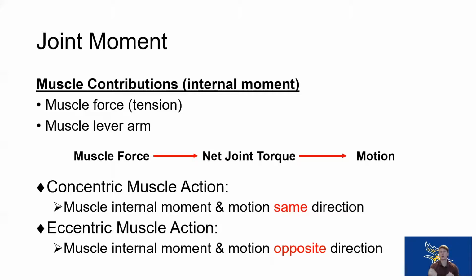So think about when you're lowering the weight, or if you try to pick up something really heavy and it slowly starts to overcome your ability to hold it up. Your internal torque is less than the external torque, or the external torque has overcome your internal torque and is causing motion in the opposite direction. That is an eccentric muscle action. So with concentrics, we create force and motion occurs in the same direction. With eccentric muscle actions, we create torque, but the motion is in the opposite direction, or the external resistance has overcome our internal torque. So think about it as causing and resisting motion.